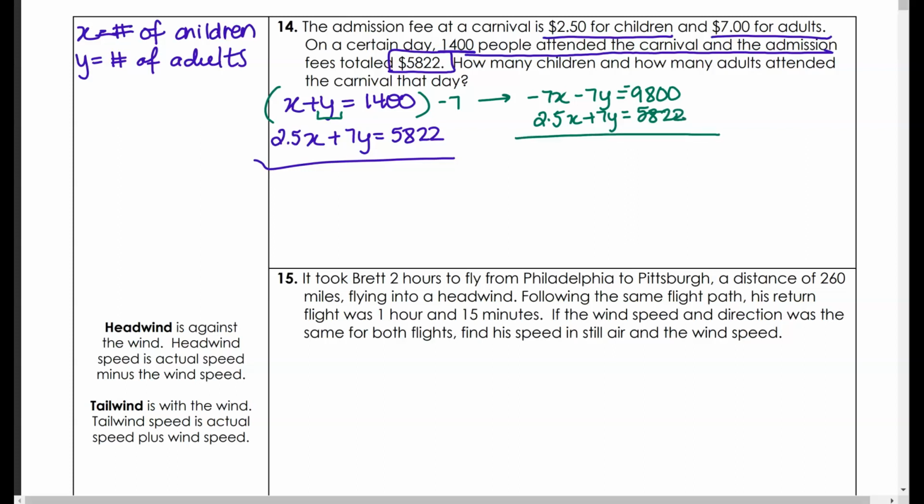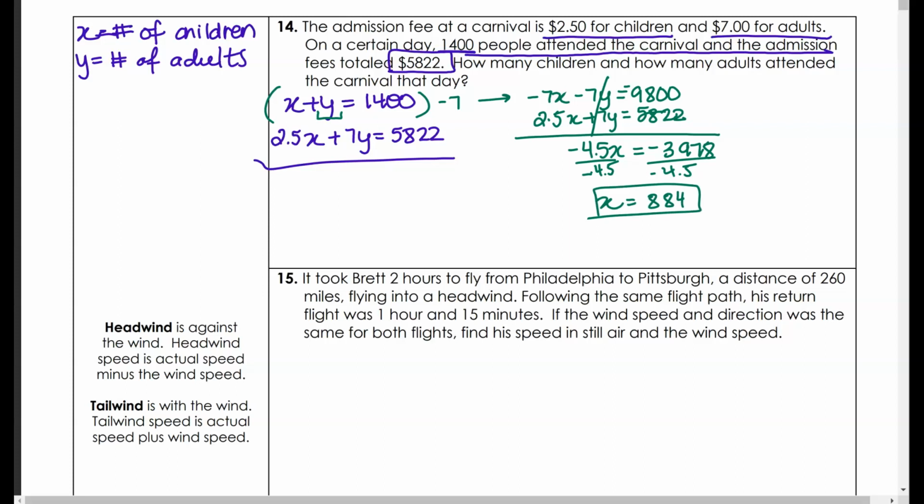Okay. Notice how the 7Y's would cancel out. And so we'd be left with negative 7X plus 2.5X, which is going to give me negative 4.5X, which equals negative 9,800 plus 5,822. That's going to give me negative 3,978. We're going to divide both sides by negative 4.5. And we see that X is then equal to 884. So this is the number of children.